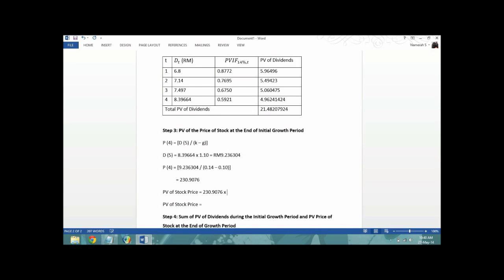Now to calculate the present value of stock price, we have to multiply 230.9076 with the PVIF 14% of year 4, which is equivalent to 230.9076 into, as we have calculated in the table above, 0.5921, which gives us a present value of stock price of 136.72039.